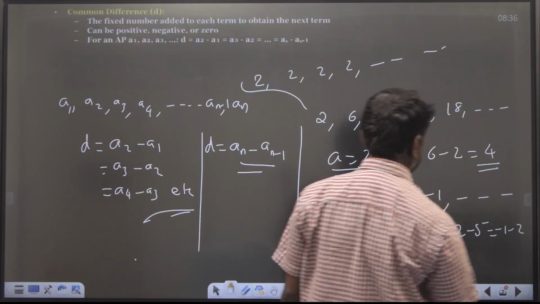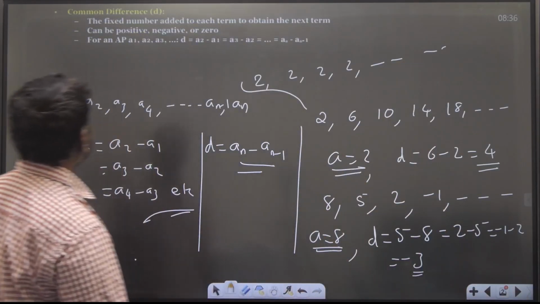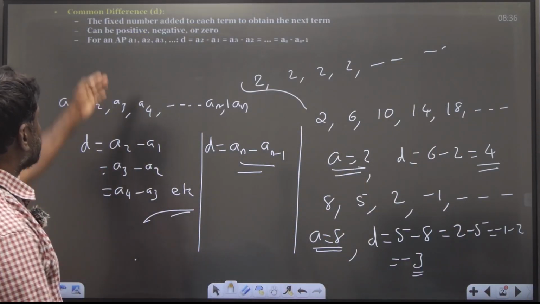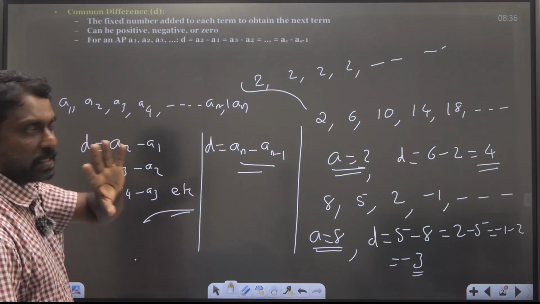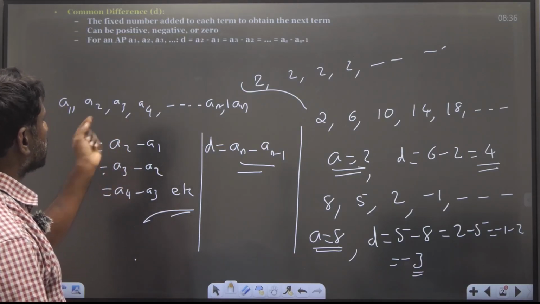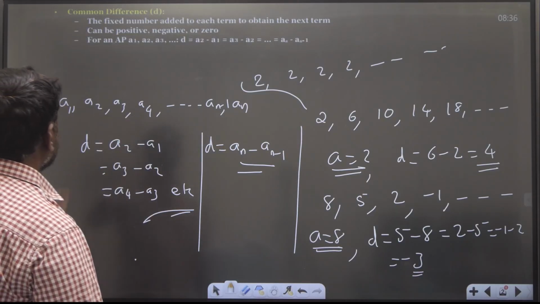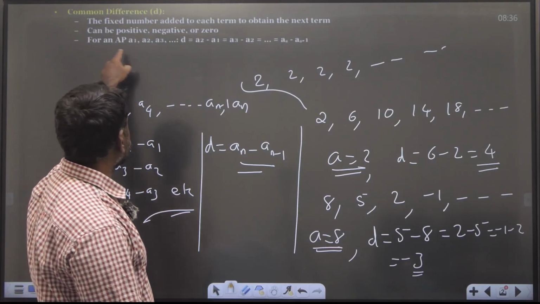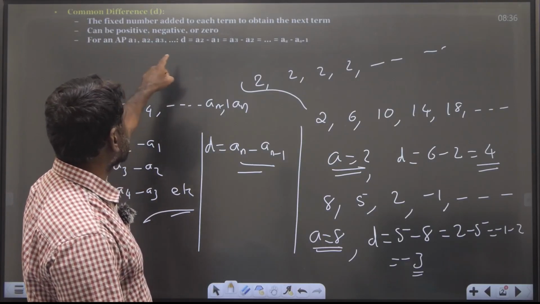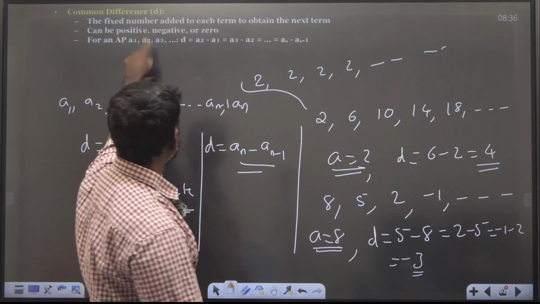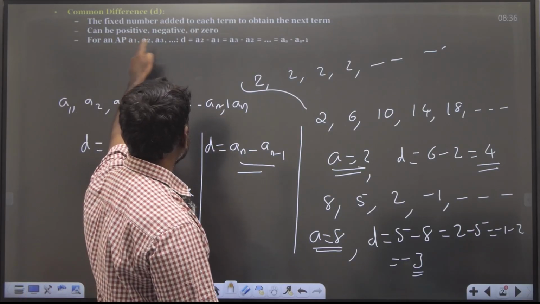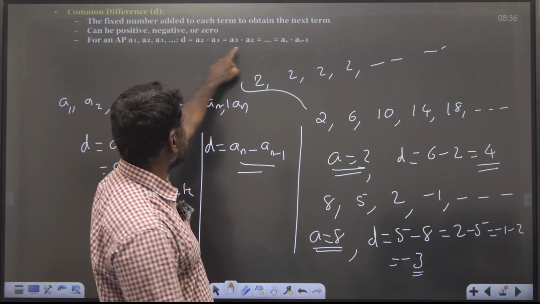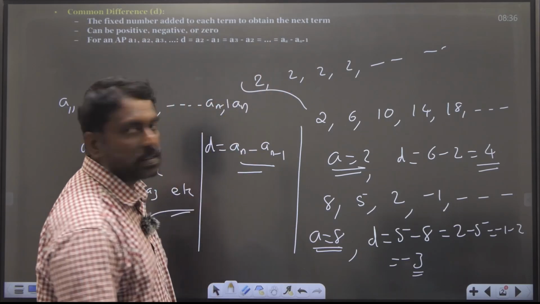About the common difference: the common difference is a fixed number. Add it to a number, then you will get the succeeding number. It can be positive, negative, or 0. For example, suppose a1, a2, a3, etc. are in AP, then d is equal to a2 minus a1, or it can be a3 minus a2. Generally, we can say a_n minus a_(n minus 1).